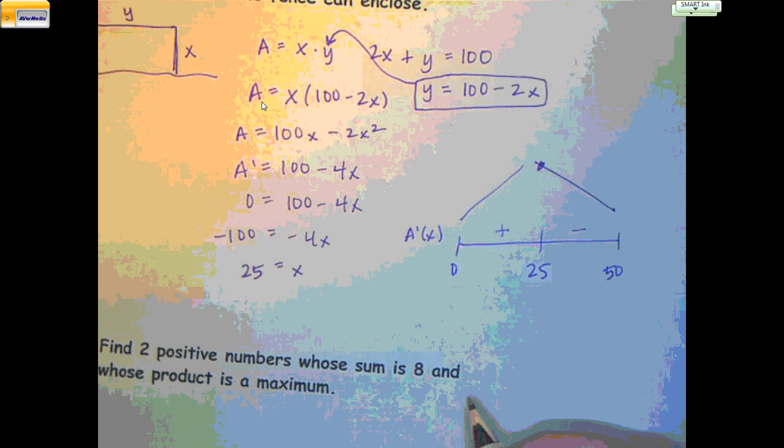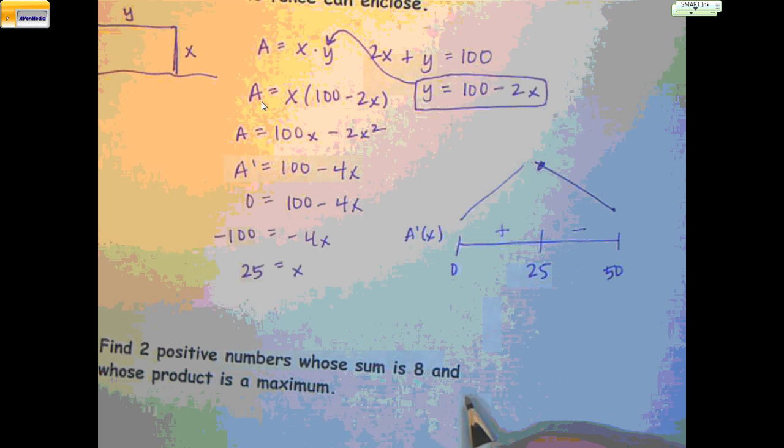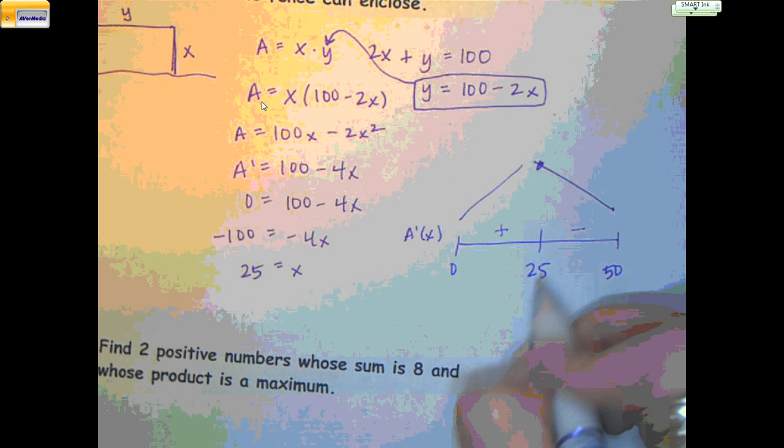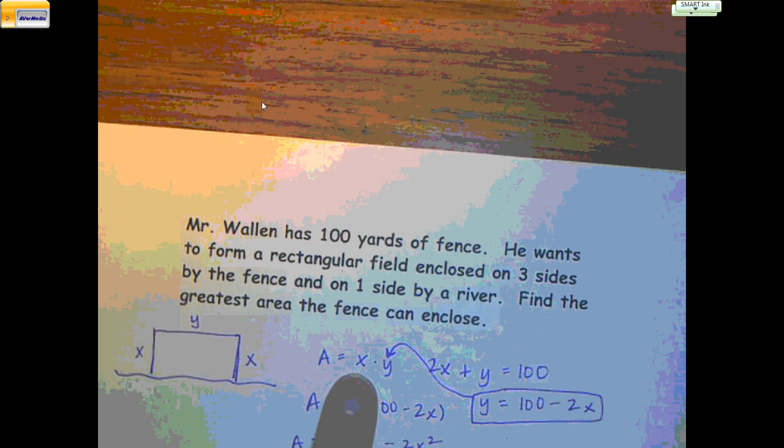They don't want that though. They want the greatest area. Well, I know that our greatest area happens when x equals 25. So can't I just plug in 25 right there? Sure.